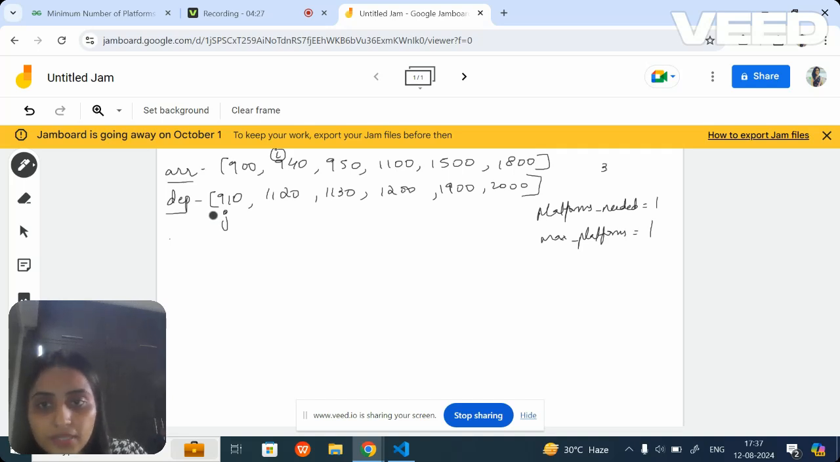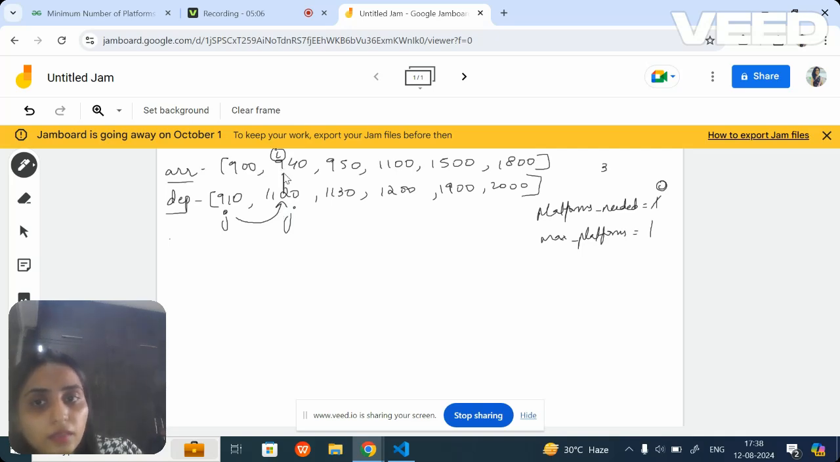So now let's go through it. 9:40 to 9:10. The arrival of another train at 9:40 is later on, right? So that means you don't need any platform. Let me keep it as 0. Then we will check what is the maximum between 0 and 1. It is 1, so let's keep 1. Now, the moment we check that we don't require any platform, we will increment j.